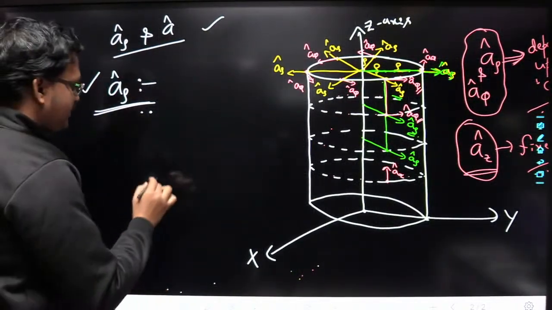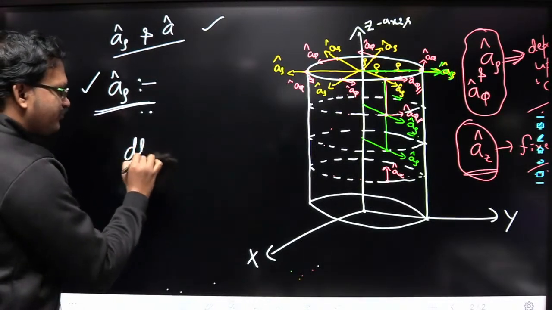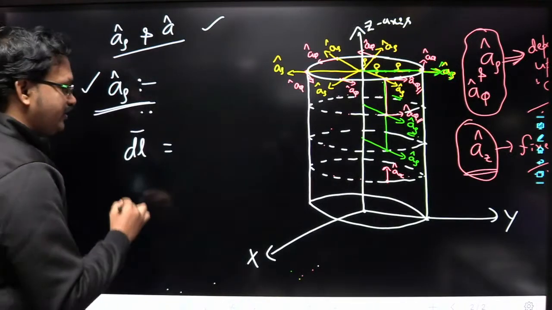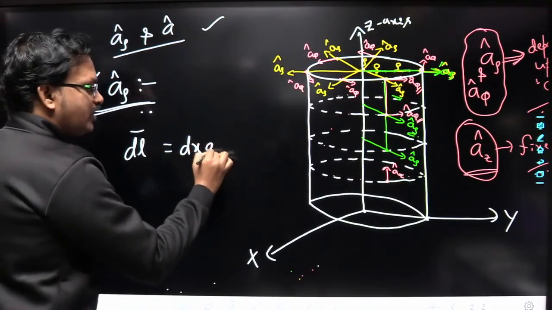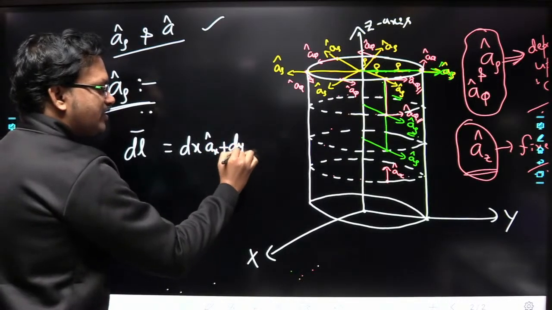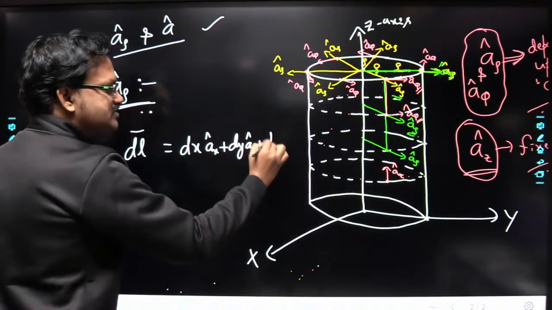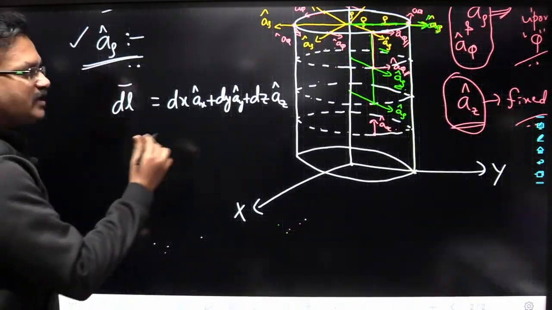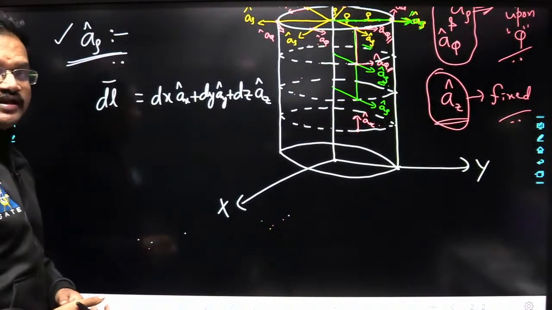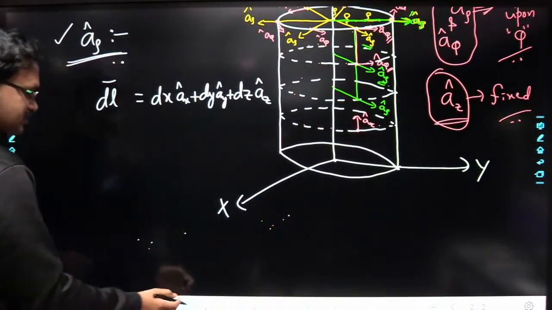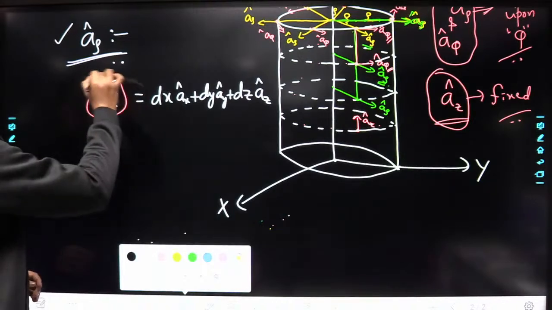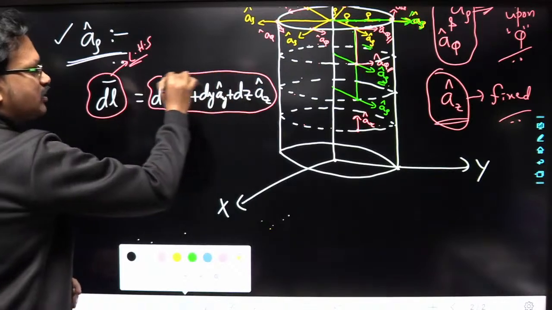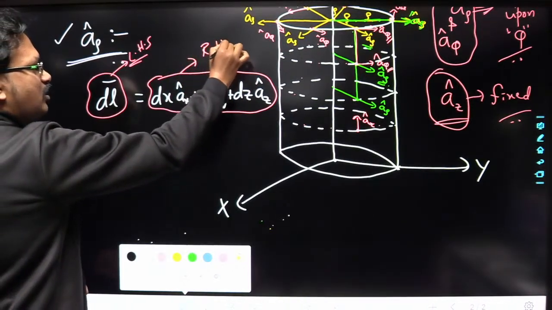a_rho cap. Now see here. Let us consider a small differential length. I am considering a small differential length, this dl bar, in the rectangular coordinate system. This dl bar is equal to dx a_x cap plus dy a_y cap plus dz a_z cap. Understood? So dl bar I can write as dx a_x cap plus dy a_y cap plus dz a_z cap. Now this is nothing but the LHS, the left hand side, and this total is nothing but the RHS side.